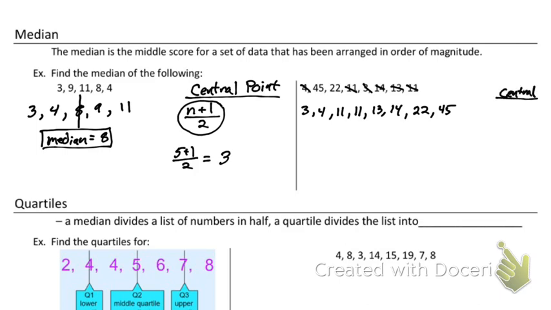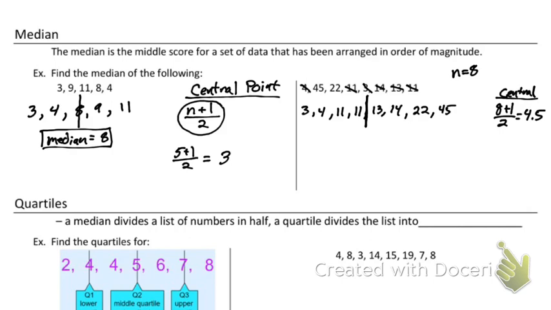This is something you can just do in your head. We have 1, 2, 3, 4, 5, 6, 7, 8 things. So our n equals 8. So our central point would be 8 plus 1 divided by 2. This one equals 4.5. That means I'm going to count 4.5 from the left. So we go 1, 2, 3, 4. 0.5 would be between 11 and 13. So my median would be smack dab in the middle of 11 and 13.